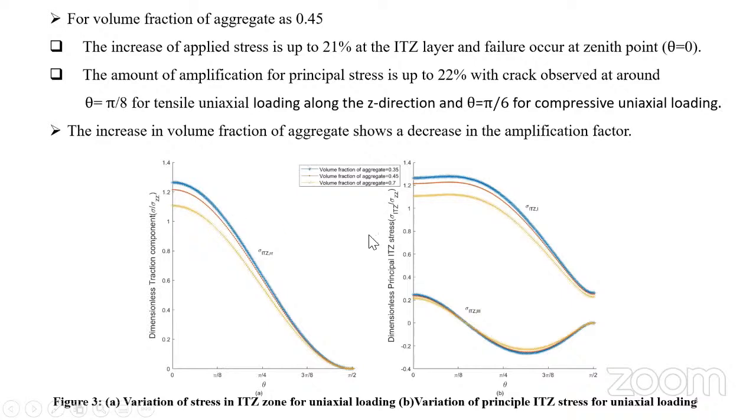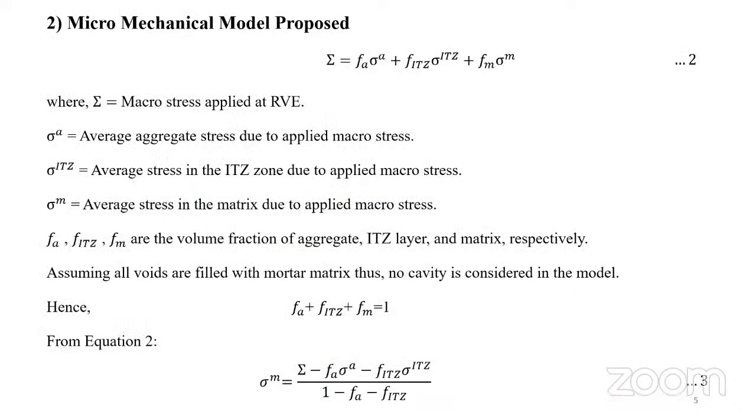Also, at this volume fraction of aggregate, the amplification factor of principal stress, which is in the second curve, is raised up to 22% with theta pi by 8 for the tensile loading and pi by 6 for the compressive loading. With increase in the volume fraction of aggregate, the amplification factor decreases. This is because the macro stress is distributed on more aggregates, thus reducing the concentration of each aggregate interface stresses.